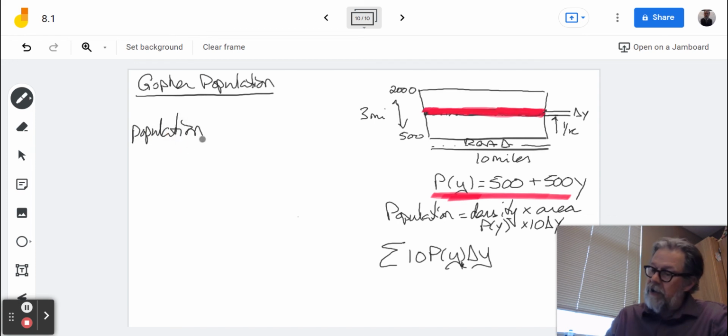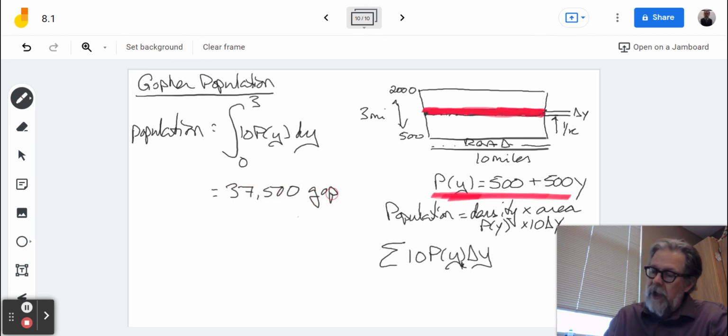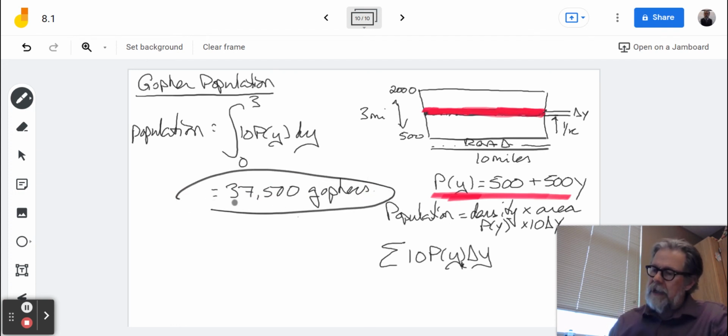taking the limit as delta y goes to 0, is the integral from 0 to 3 of 10 P of y dy. And again, plugging that into my integration or using fundamental theorem of calculus, I get 37,500 gophers in that 30 square mile section of highway.